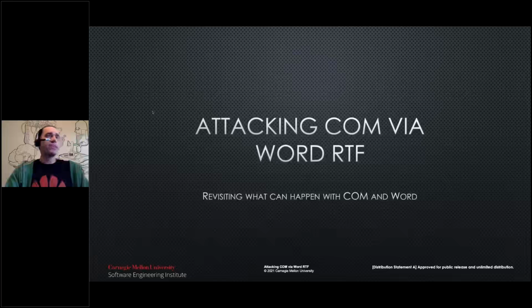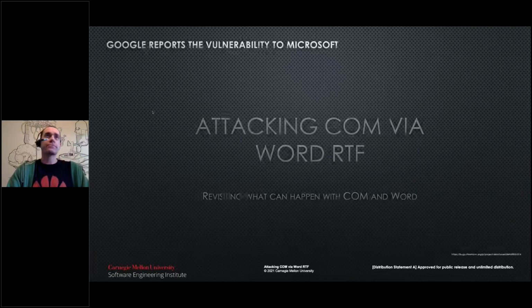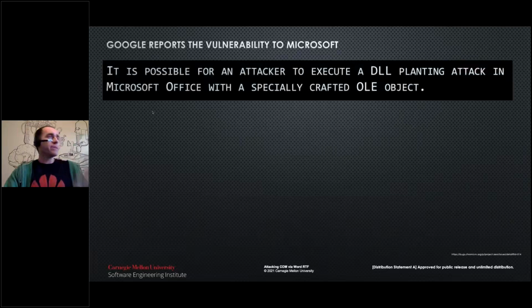Let's revisit RTF in Word, and what can you do with COM objects? I'm trying to figure out the best way to construct an RTF. I want to do it programmatically because I want to generate one for all COM objects. I don't want to have to use the Word interface.